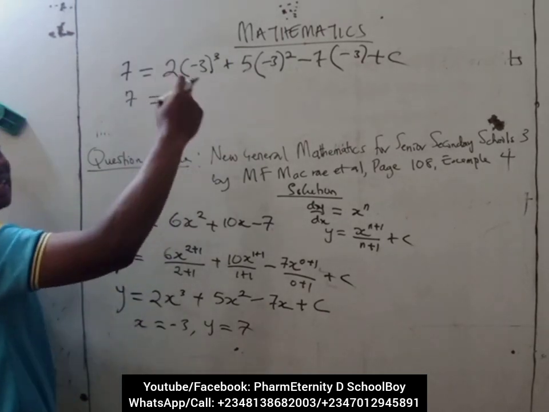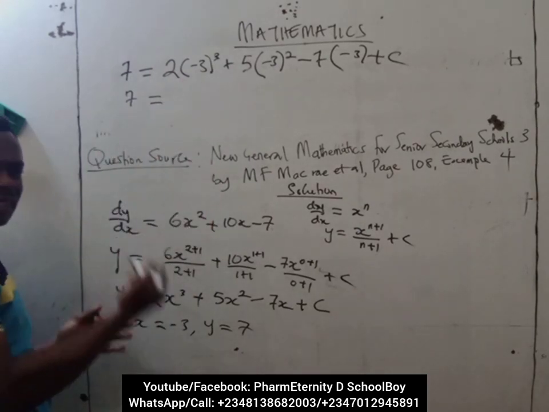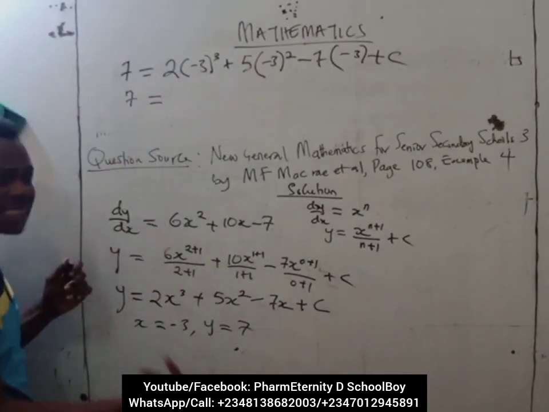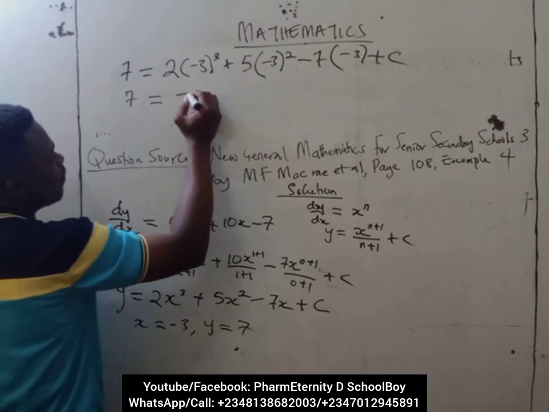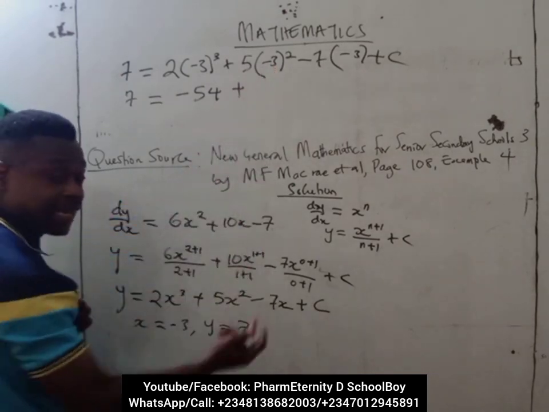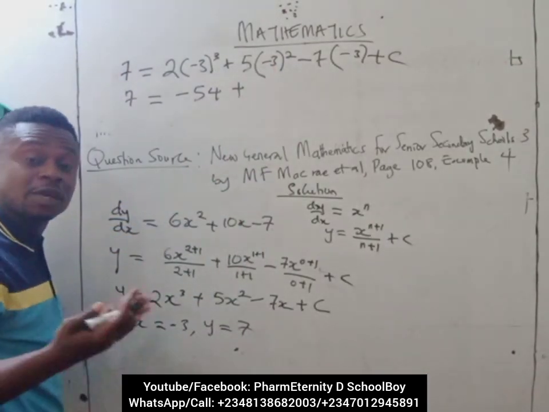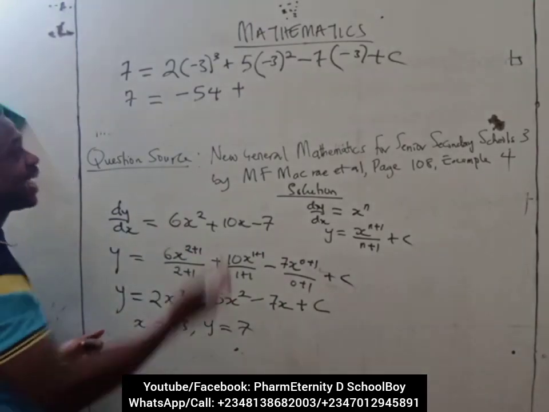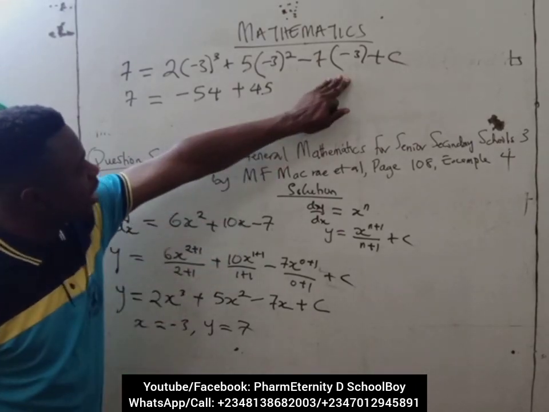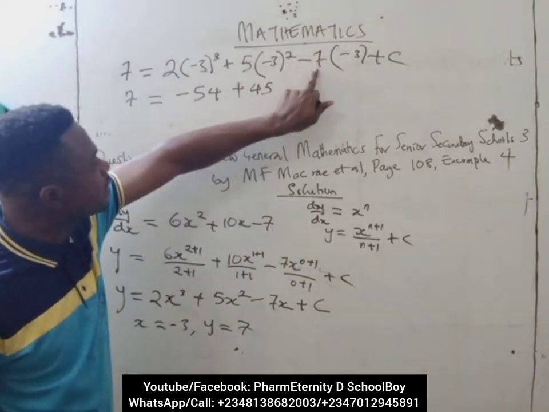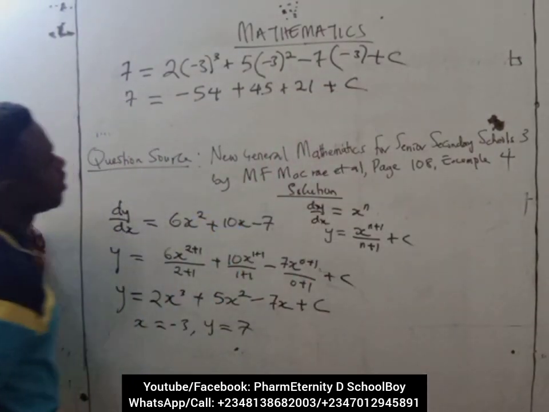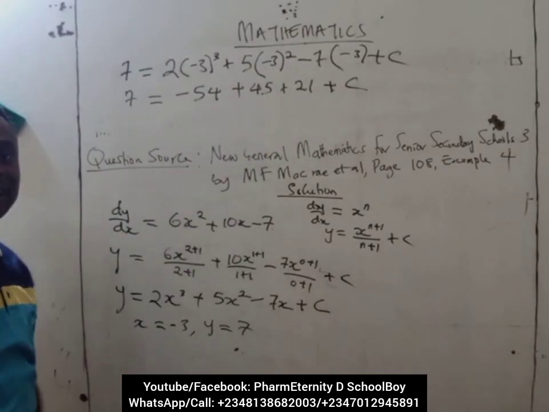Minus 3 raised to power 3 is minus 3 times minus 3, which is 9, times minus 3, which is minus 27. Minus 27 times 2 is minus 54. So we have minus 54. Plus, this is minus 3 squared, which is minus 3 times minus 3, which is 9. So 9 times 5 is 45. So we have plus 45. Let's go. Let's open this bracket. This is minus 3. Minus times minus is plus. 7 times 3 is 21. So here is what? Plus 21 plus C. With this now, we can easily find our constant, the C. So let's go.